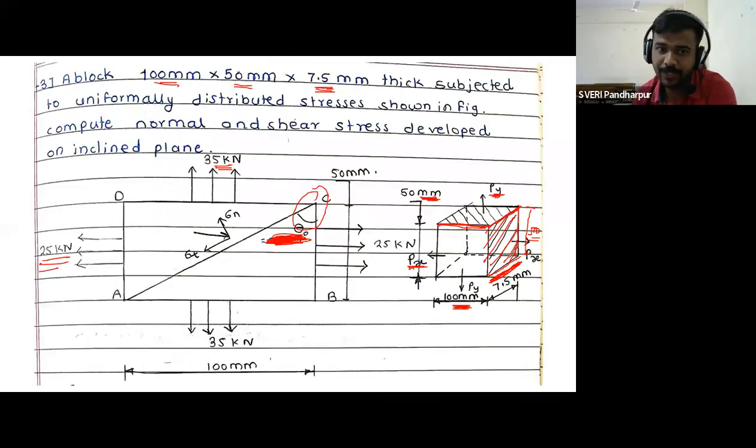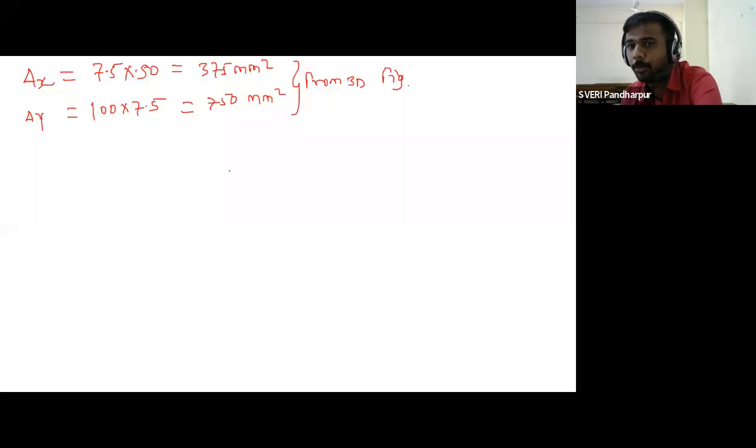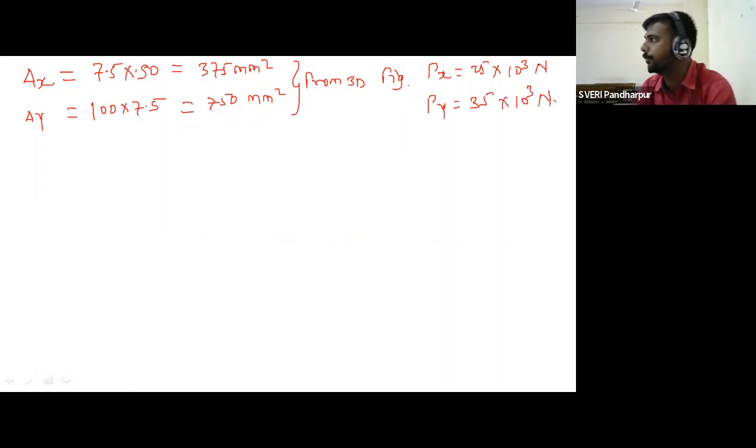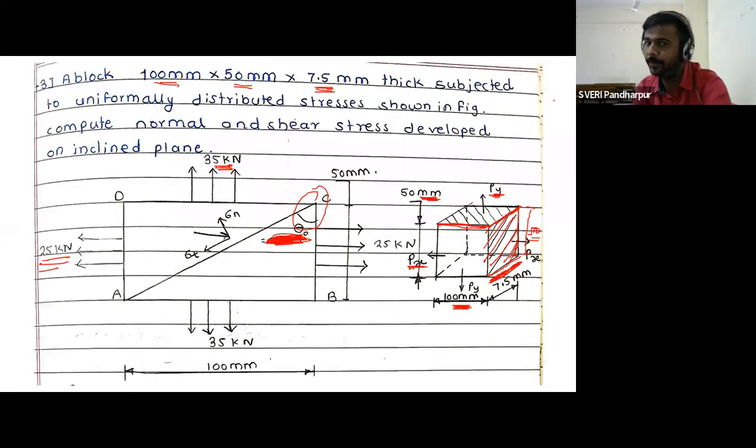What is the Px value they have mentioned in the figure? 25 kilonewton. And what is the Py? 35 kilonewton. So by using these two values we can calculate. So here I will write Px is equal to 25 into 10 raised to 3 Newton, and Py is equal to 35 into 10 raised to 3 Newton. Both figures are given in the statement. The 2-dimensional figure is given to indicate Px, Py and theta, and the 3-dimensional figure is given to calculate the specific areas. Please keep this in mind.